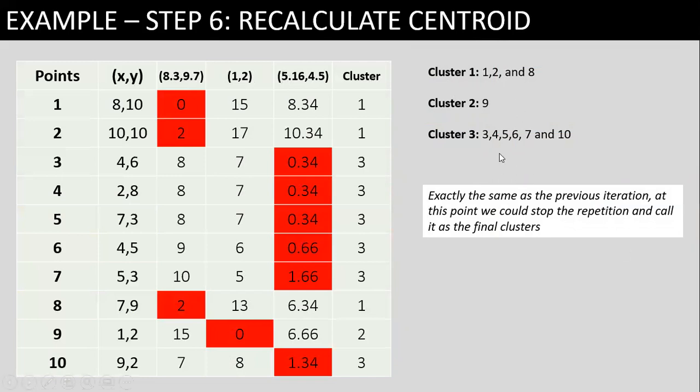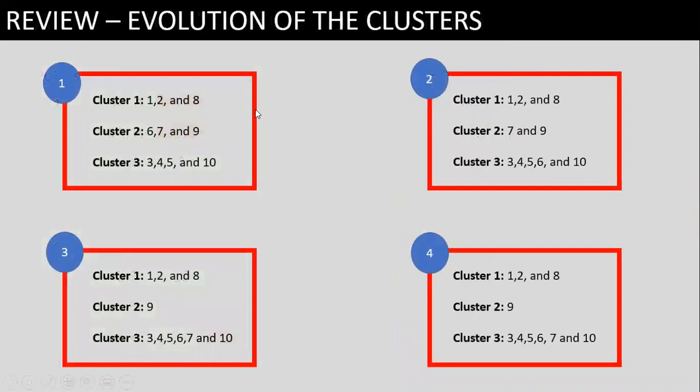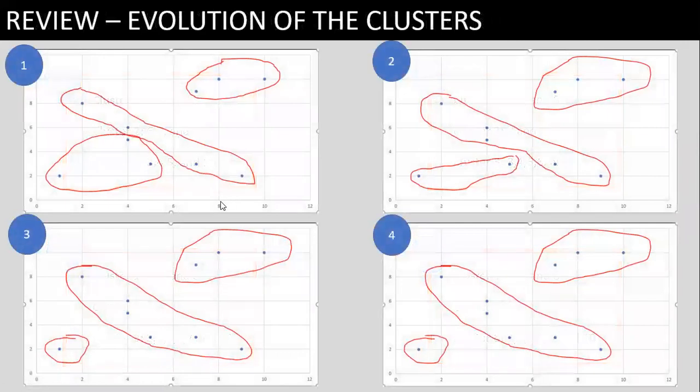So we can call this the final clustering. Just to review the evolution of the clusters, this is from the first iteration, the second, the third, and the fourth iteration. We stopped at the fourth iteration because the clusters from the third and fourth iterations have not changed. To have a more visual look, this is the clustering that has happened from the first iteration to the second, third, and fourth. You can see here that the clustering has not changed from the third to the fourth iteration. So this is where we decided to stop.